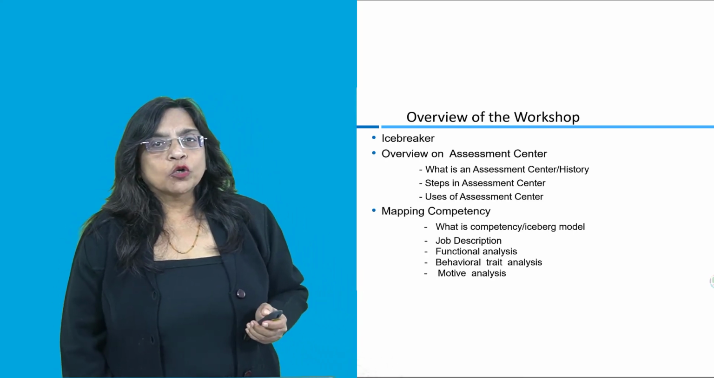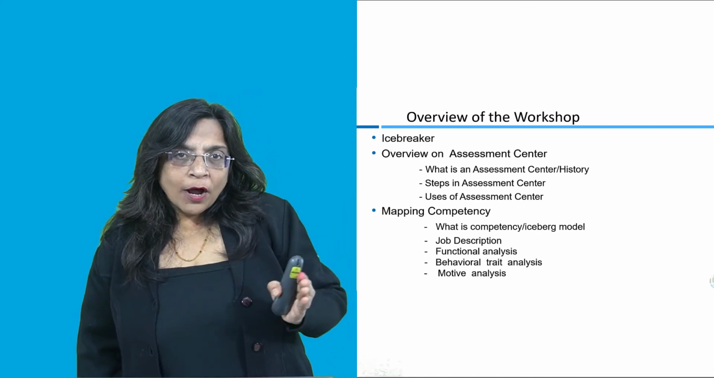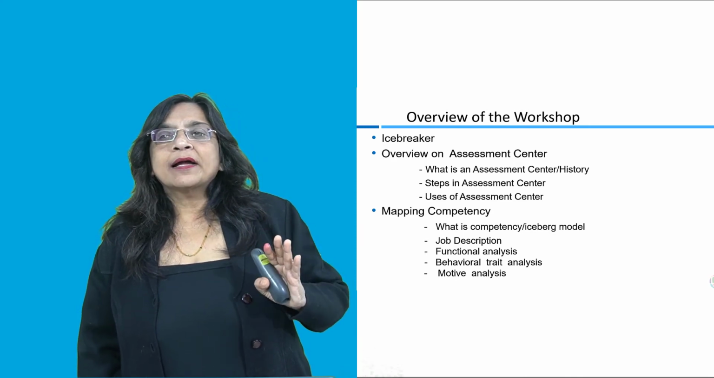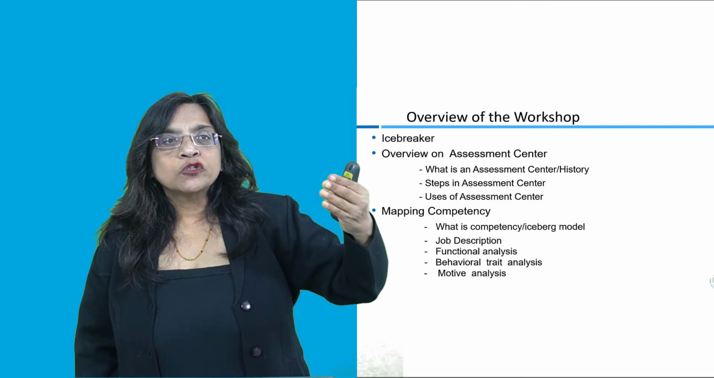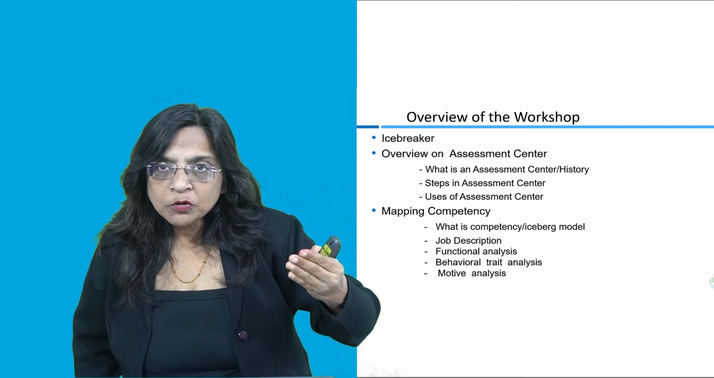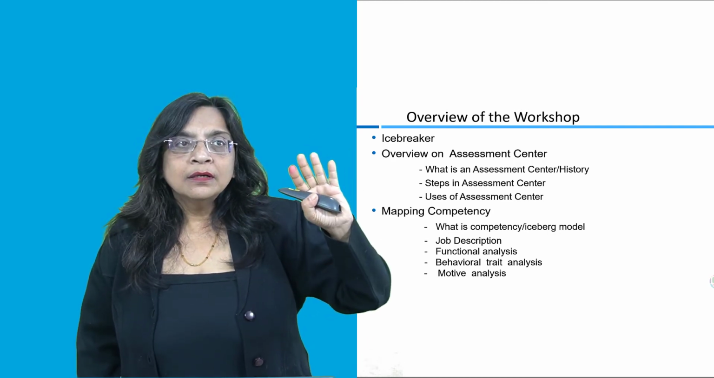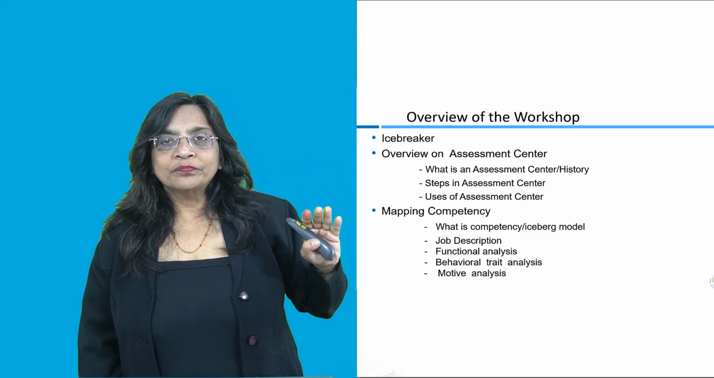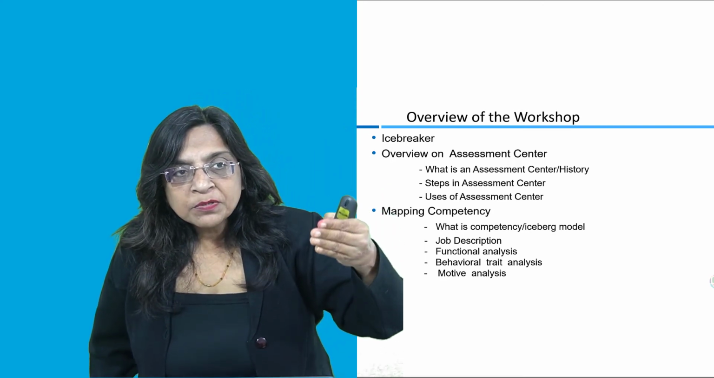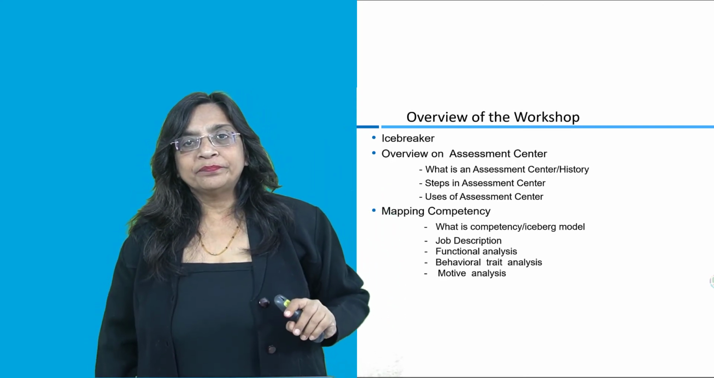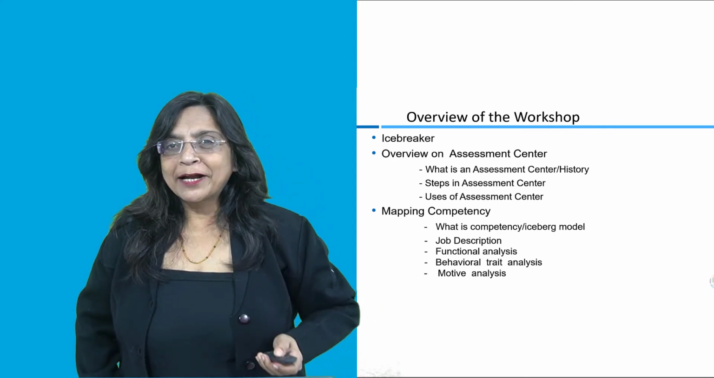Now this is a workshop for, let's say, an assessment center workshop. So if I just look at one slide, I can make out exactly what is going to be covered. And there are two modules. What is an assessment? The history, then the steps of the assessment center, the uses of the assessment center, and that is all coming under the assessment center overview. In the second set, we are talking about how do we map competency, and all the steps within that are clubbed together. Now, it becomes so much easier for a brain to process that kind of information.